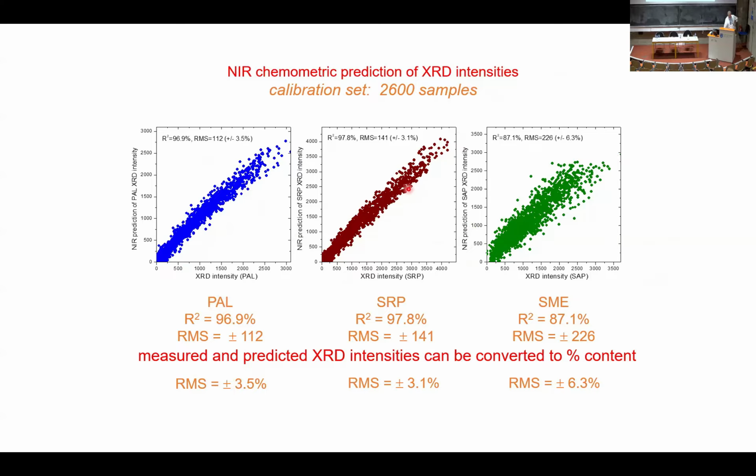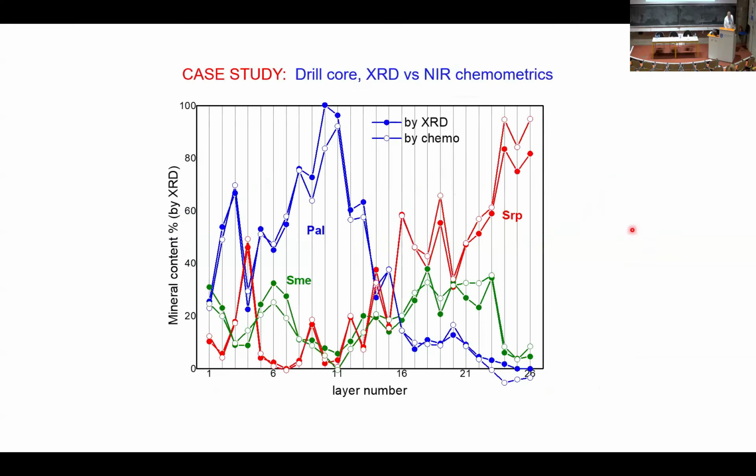Palygorskite and serpentinite are quite well defined. This is broader, and it's broader because there's not one smectite. It's a very big variability of smectites there, but still we are doing something. And in any case, if you validate this method on a drill core that has not been included in the calibration, you get something like that.